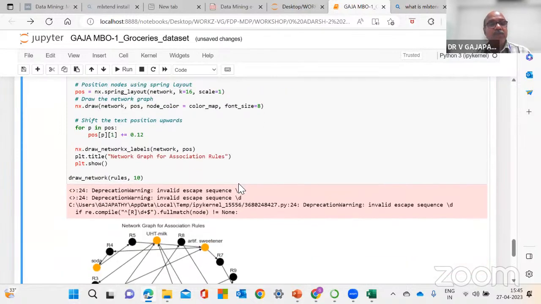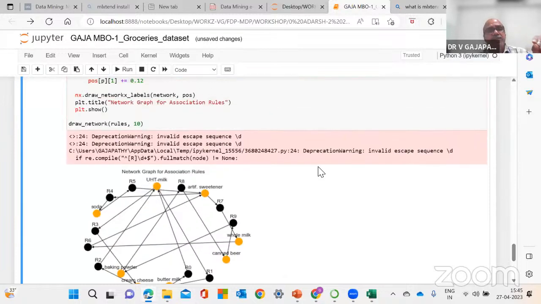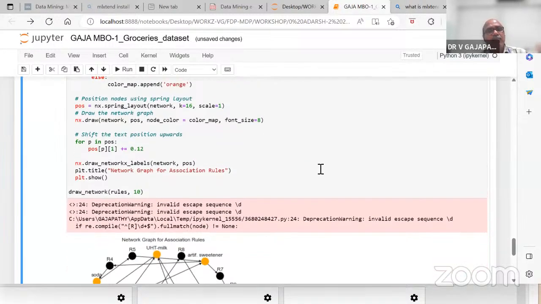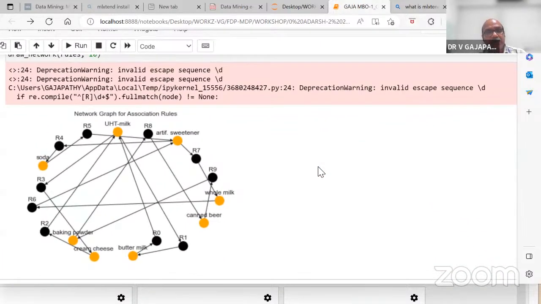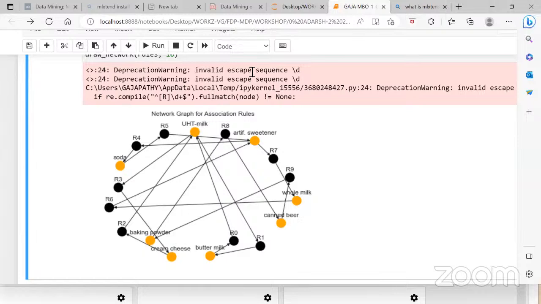You see now the graph you are having. This is fantastic. We can increase the size also on draw network rules. Okay, not necessary. Are you able to see this one? I'm expanding. Are you able to see this one? Hello? Yes, sir. We are able to see, sir. Yes, because we are lacking time also.